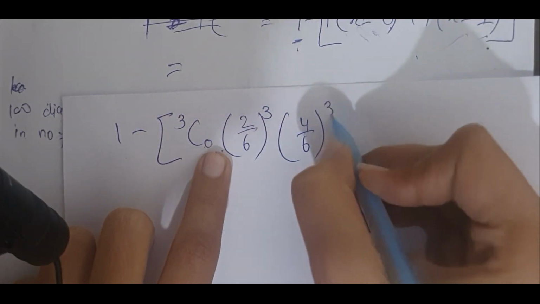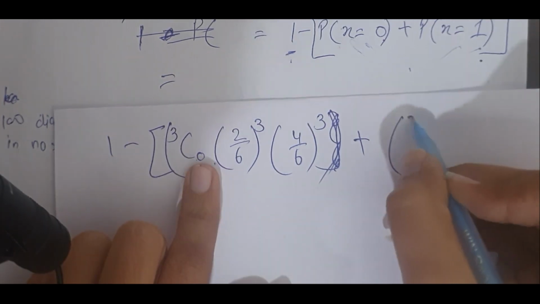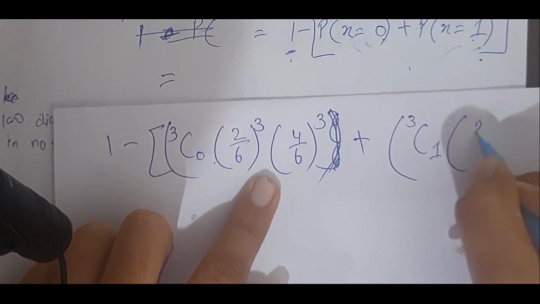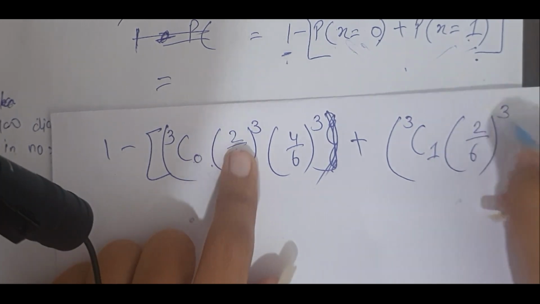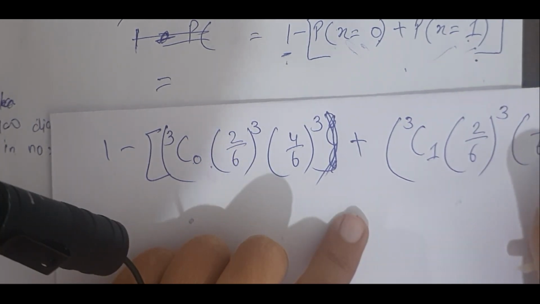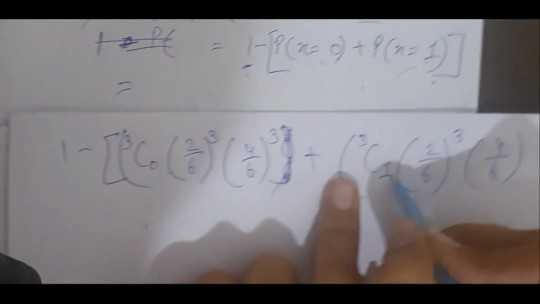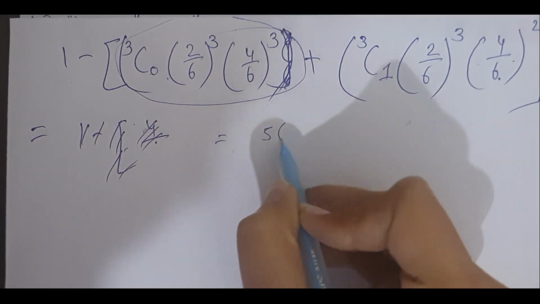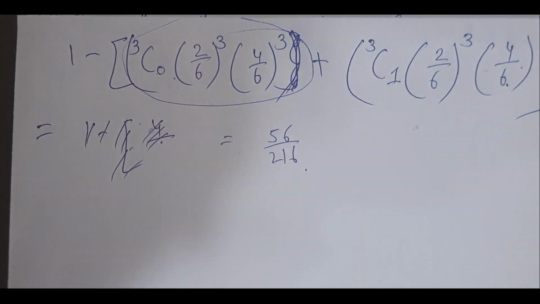To the power N minus X, that is 3, plus NCX with X as 1: 3C1, P is 2 by 6 to the power 1, 1 minus P is 4 by 6 to the power N minus X, that is 2. The answer will come out to be 56 by 126.